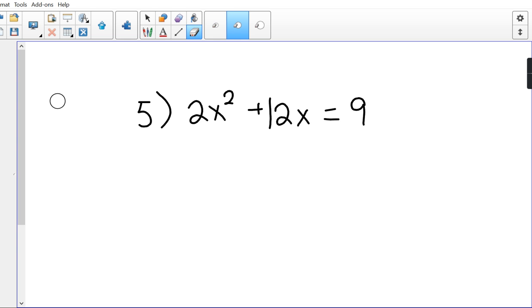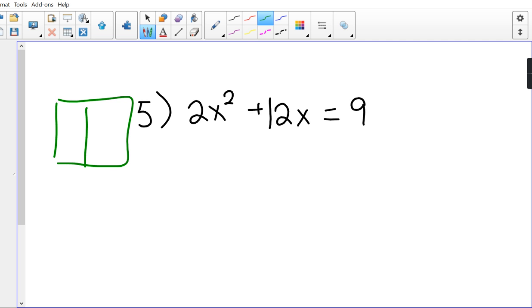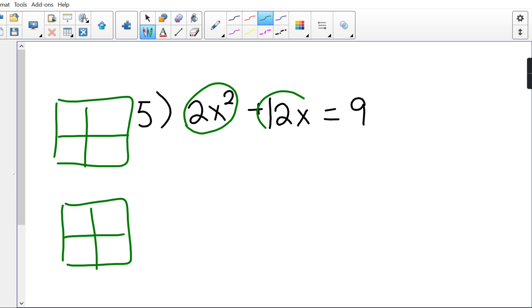So here it goes. Let me draw my two squares because I would like to have two perfect squares this time. Okay, now I'm going to be taking the 2x squared and the 12x and dividing it up and putting it into these two squares. So 2x squared divided in half is x squared and x squared, and that's exactly why we're doing two boxes, because we have two x squares and we want to make two perfect squares.